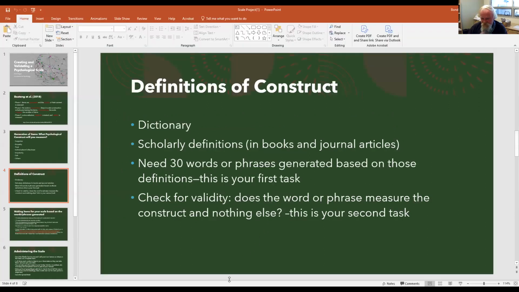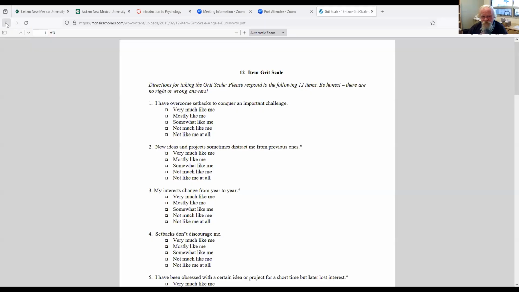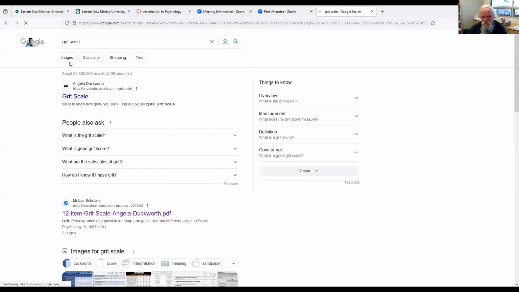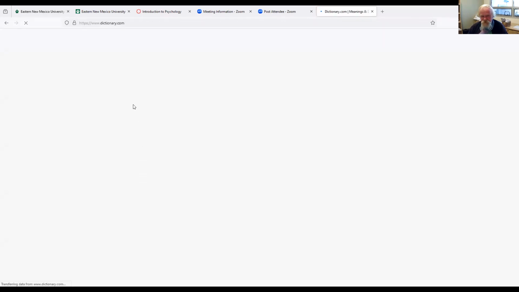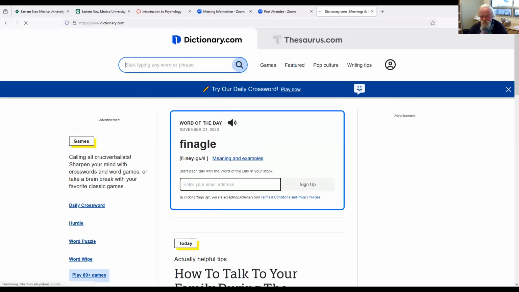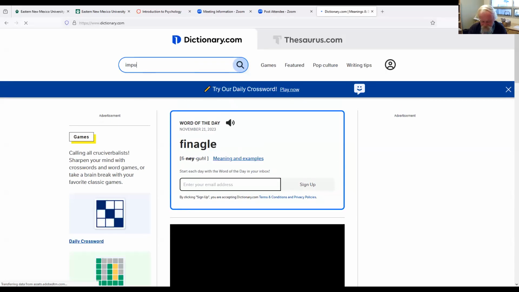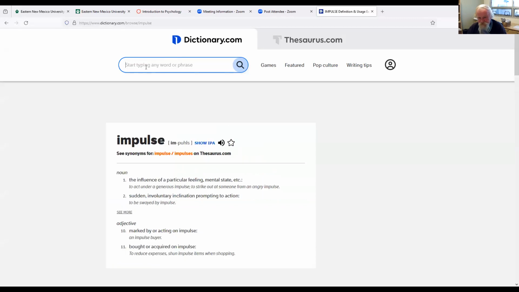Well, again, I'm going to stop sharing this PowerPoint and we're going to go back to the internet and we're going to look up, let's see, a dictionary, right? A dictionary online. Here's dictionary.com and I'm going to type in impulse, okay? Because that's kind of a derivative of impulsive, right? Impulse. What is an impulse?